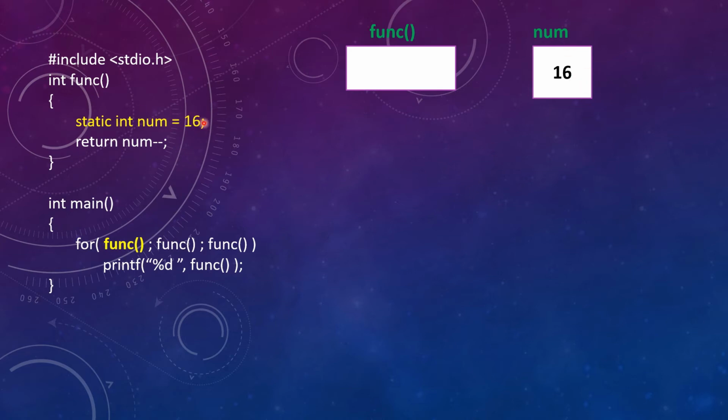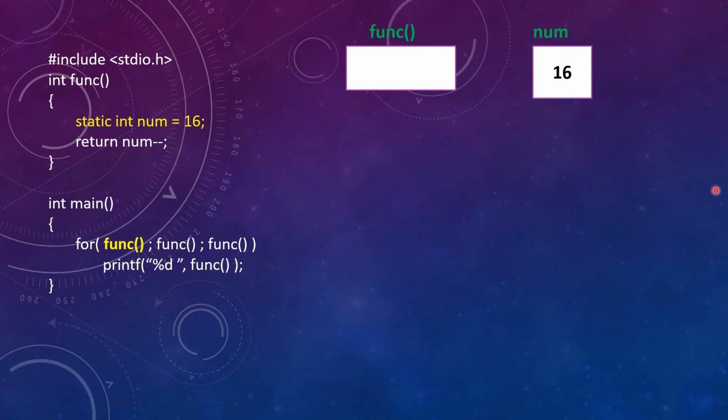So after this is initialized with 16, the statement that we will run is return num minus minus. What value will this function return? You need to understand this. This is a post decrement, meaning first you have to use the value, and then you need to decrease that value, correct? So what is the value here? 16, correct? So first we use it, meaning we will return 16, and after we have returned 16, this integer variable will be decremented by one. I hope you got this thing.